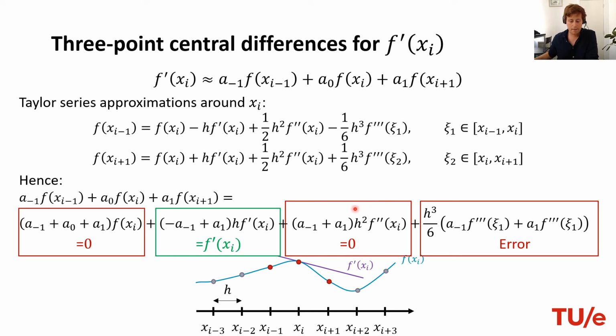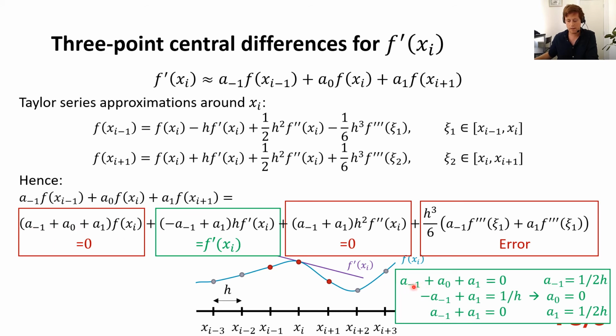So here we end up with three equations again. So we have this condition, which leads to the equation a minus 1 plus a0 plus a1 is equal to 0. We have here that minus a minus 1 plus a1 times h is equal to 1, which translates to this one. And here we simply have that a minus 1 plus a1 is equal to 0. This is, again, a linear system, three unknowns, three equations. h is known, and h is a predefined input. That's the grid spacing that we have there. So we simply solve this, and what comes out is these three coefficients.